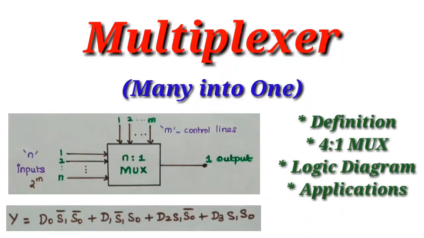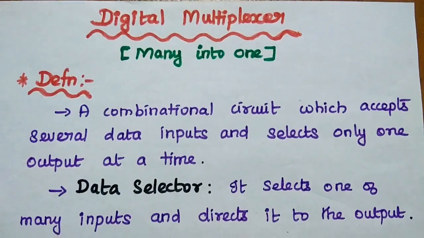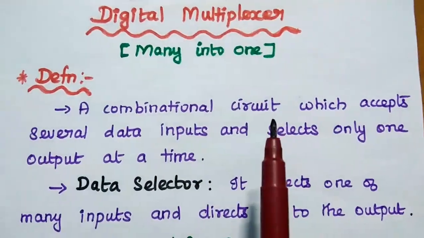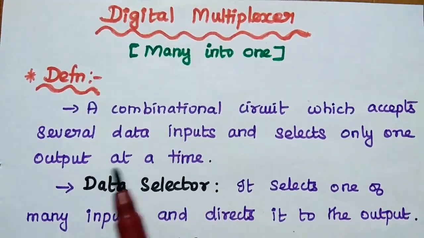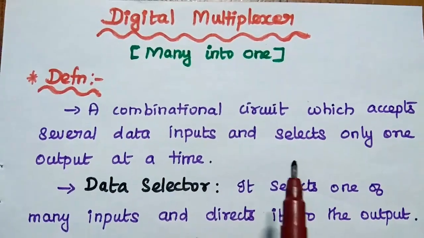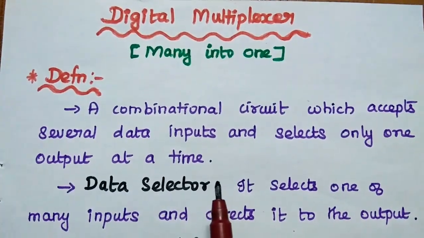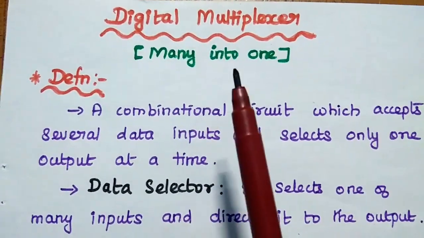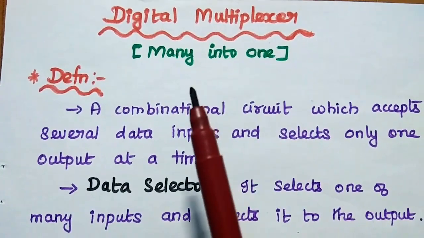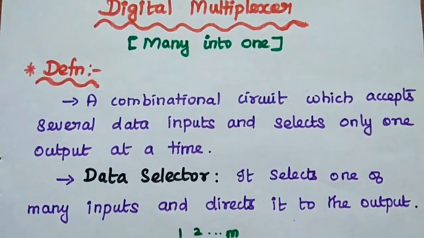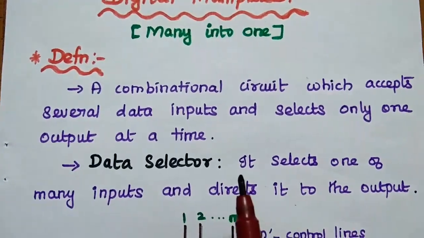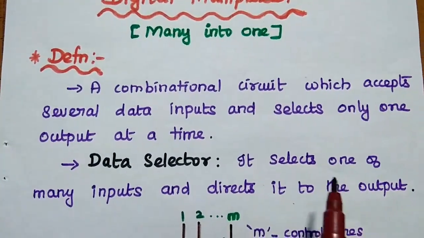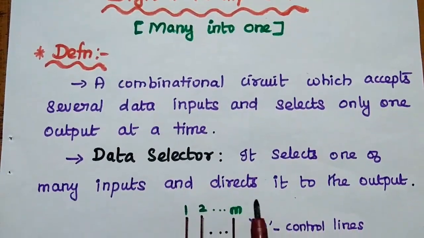Dear students, now we are going to discuss multiplexer and its applications in detail. Digital multiplexer is defined as a combinational circuit which accepts several data inputs and selects only one output at a time. So multiplexer is also known as many to one circuit. It is also called a data selector because it selects one of the many inputs and directs it to the output.